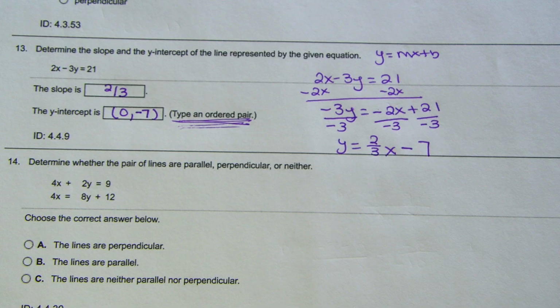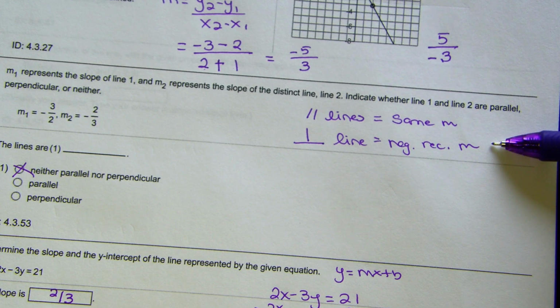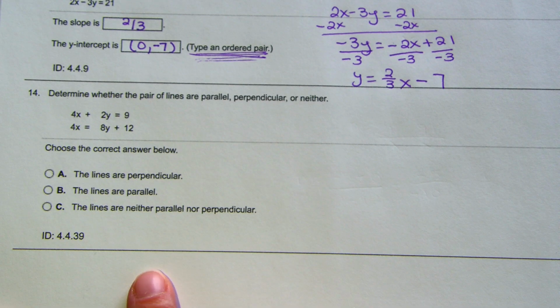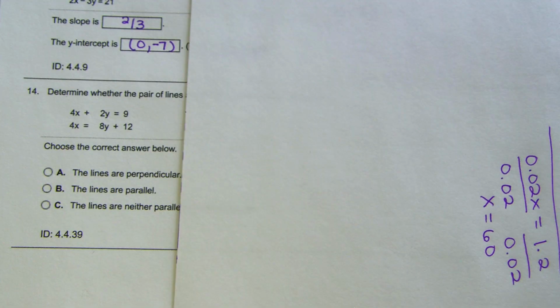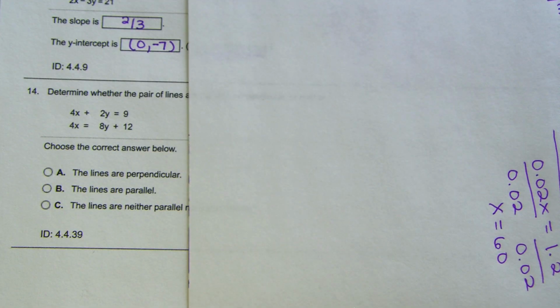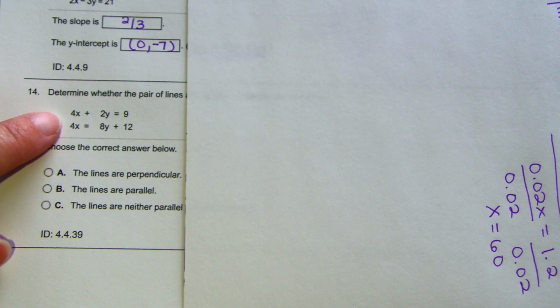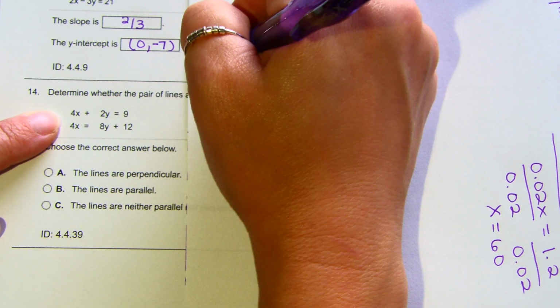So that's what I need to do. I need to write each of these equations in y equals mx plus b format, because that's going to tell me the slope, and then I'll be able to examine those. So I'm going to do the first one. Right there. 4x plus 2y equals 9. I need to write this in y equals mx plus b format. So I'm doing the exact same thing I did on the problem above and manipulating my equation around. I'm going to subtract the 4x to both sides, and I get 2y equals negative 4x plus 9.